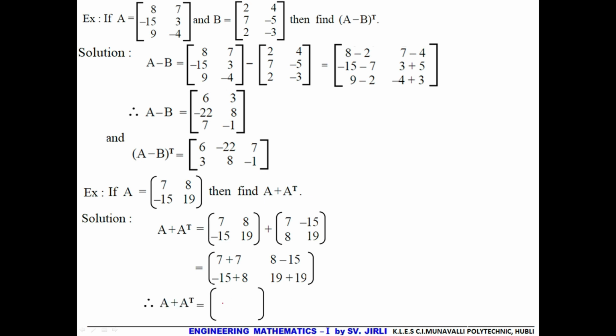Therefore, A plus A transpose equal to, this is 14, minus 7, and 38. This is A plus A transpose. Hope this is clear. The examples on addition and subtraction. Thank you. We meet in the next class.